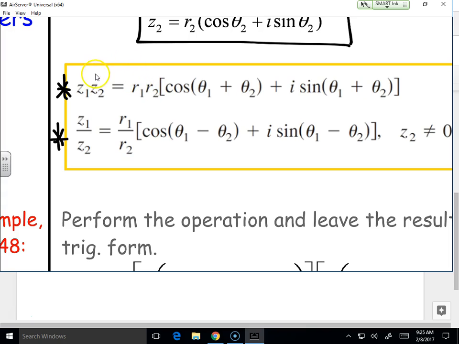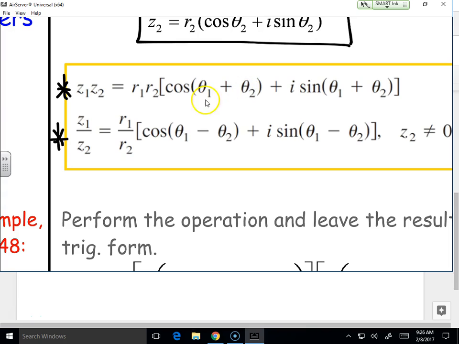Just like the Z's. How do the R's behave? Just like the Z's. So if I'm multiplying two complex numbers, I multiply the R's. If I'm dividing two complex numbers, I divide their R's. And that is the new number in front. Multiplying the R's or dividing the R's.